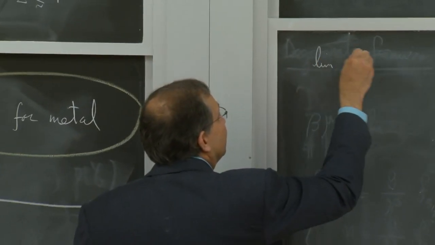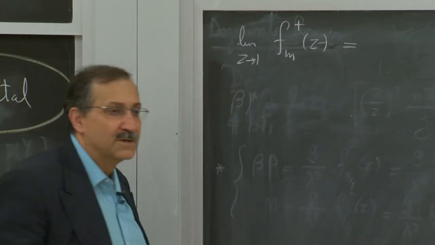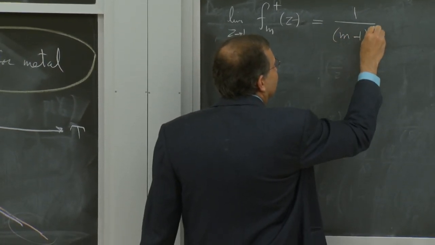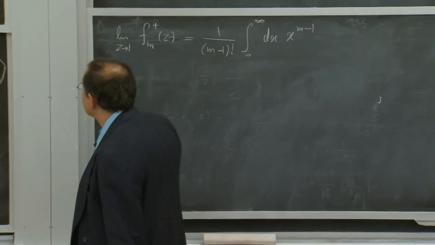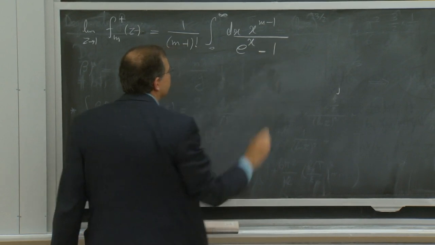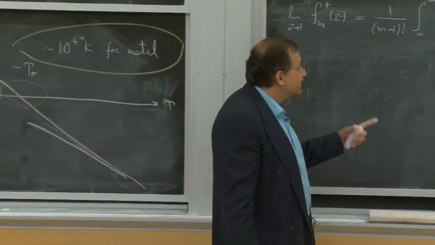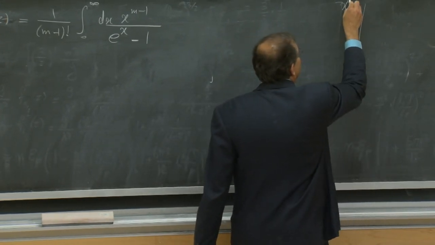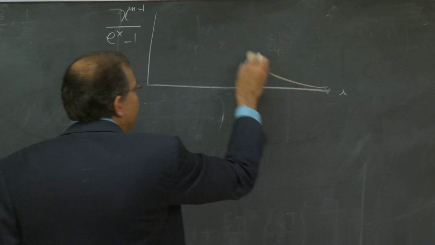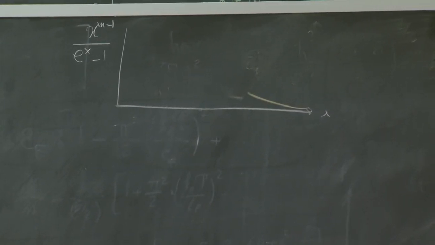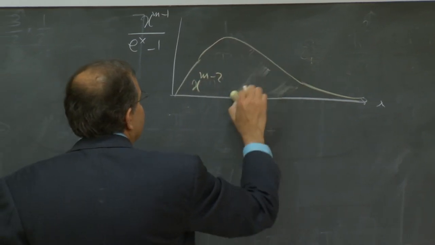So the limit of f m plus of z as z goes to 1, how do we obtain that? Well, that is 1 over m minus 1 factorial, integral 0 to infinity dx, x to the m minus 1, over z inverse, which is 1, e to the x minus 1. So I have to integrate this function. The integrand, how does it look? x to the m minus 1 over e to the x minus 1. At large x, there is no problem. It goes to 0 exponentially. At small x, it goes to 0 as x to the m minus 2. So basically, it's a curve such as this that I have to integrate.